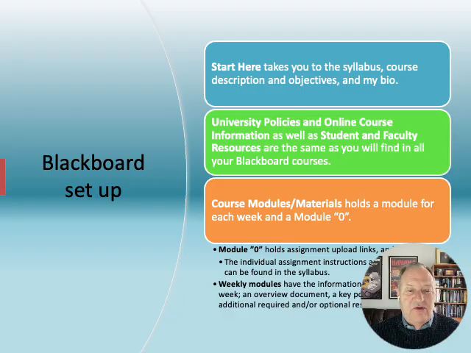University policies and online information, and the student and faculty resources, are the next tabs as you go through. They're just boilerplate, the same for everyone. Then there are the course modules and materials. That's the point I want to point out to you. If we've had courses together, you know I set them all up about the same way. There's a module for every week, numbered by the weeks of the semester.